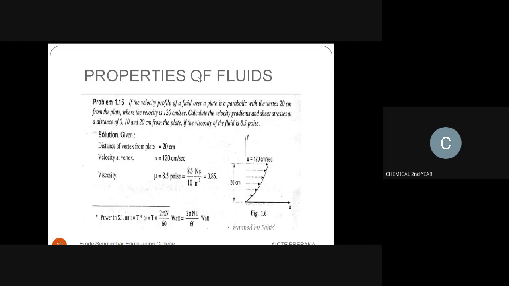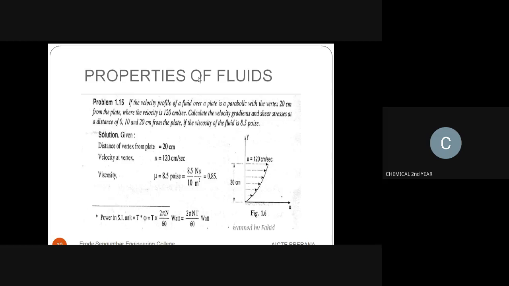The velocity profile of a fluid over a plate is parabolic in nature. The vertex is given as 20 centimeter from the base of the plate. Velocity is given as 120 centimeter per second, so that is your u. You need to calculate the velocity gradients and shear stress. The viscosity of the fluid is given as 8.5 poise.